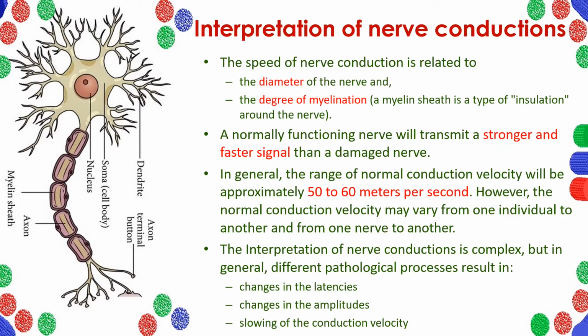However, the normal conduction velocity may vary from individual to individual and from nerve to nerve. So this is not a fixed value, but usually it is in the range of 50 to 60 meters per second. Interpretation of the conduction is complex, but in general different pathological processes result from the change in the latency and the amplitude, which ultimately results in slowing of the nerve conduction velocity. So our ultimate finding is if the value is less than 50 meters per second, there are chances that the nerve is being damaged. Either there may be lack of myelination or there may be discontinuation of the nerve.